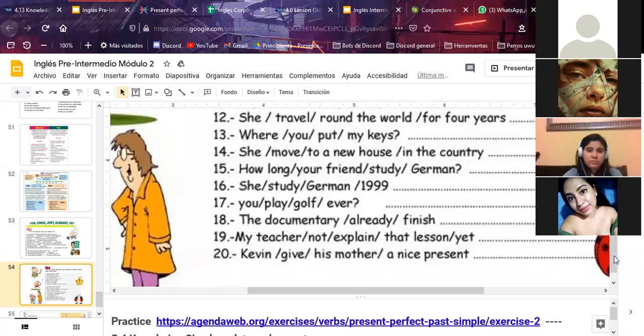Have you played golf ever? That is it. So this is going to be a question where you are going to use have first. Have you played, or have you ever played golf? Okay, that is when you use ever, it's like when you say in Spanish, alguna vez. Yes. Right. So number 18.